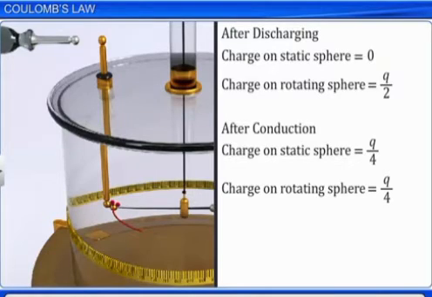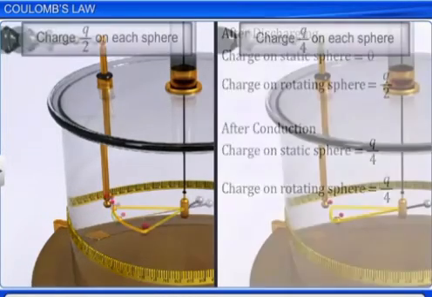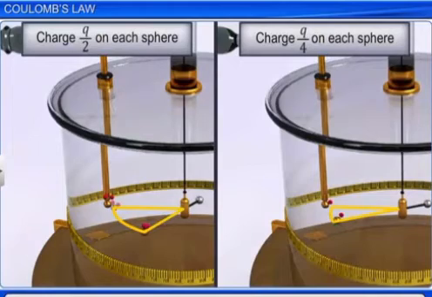As both the spheres are identically charged, they repel each other. However, the angle of deflection observed is lesser than the previous observation for charge Q by 2 on each sphere. Therefore, it can be concluded that as the charge on the spheres decreases, the force of repulsion between them also decreases.